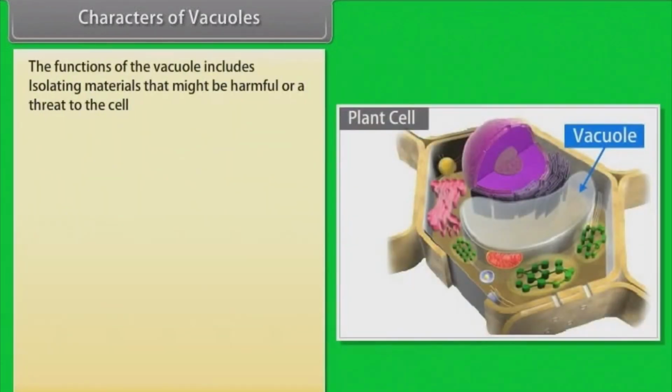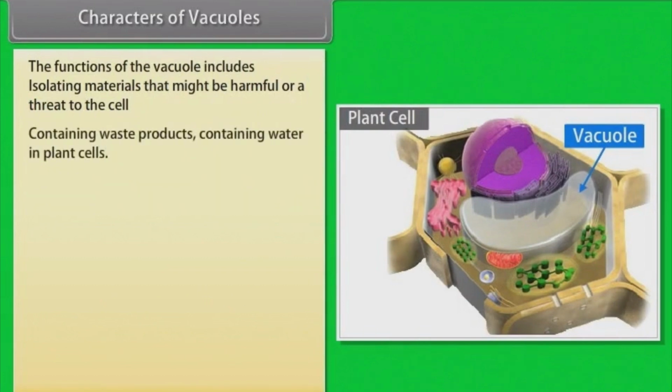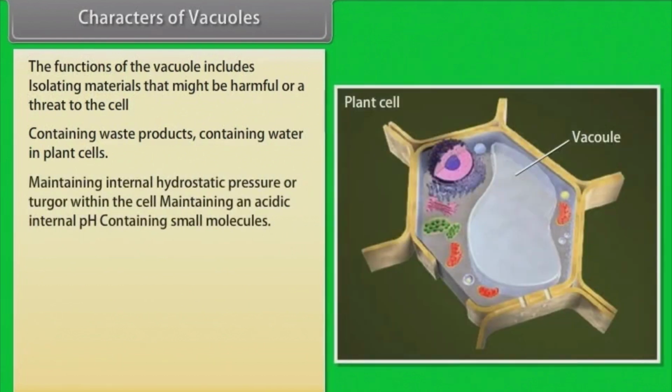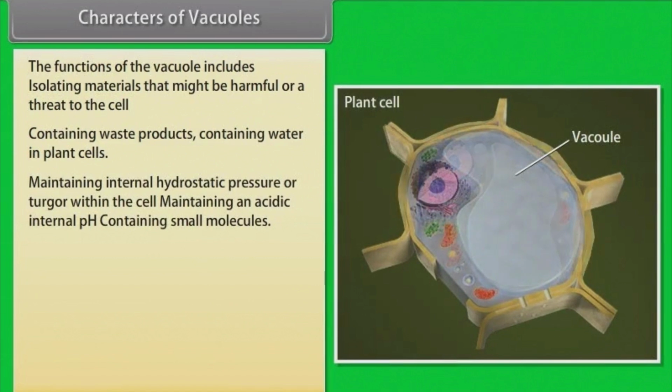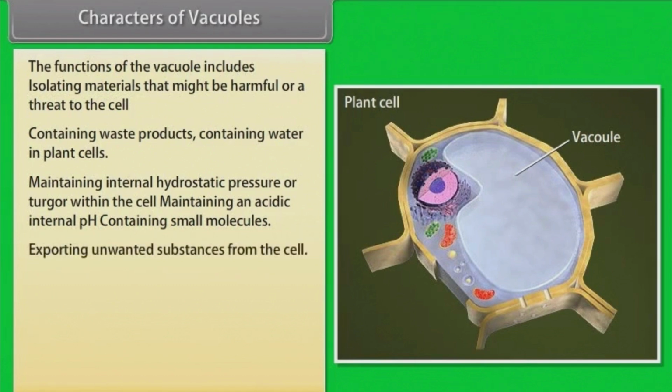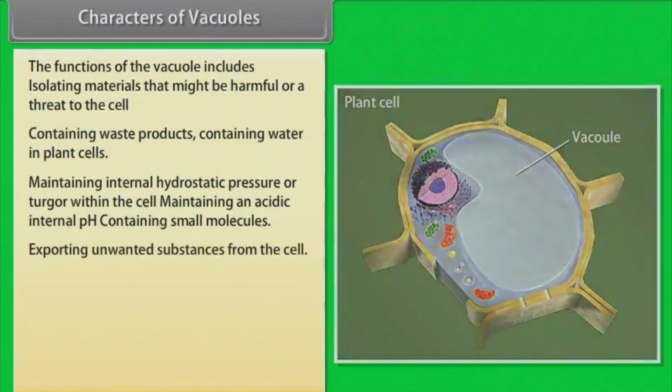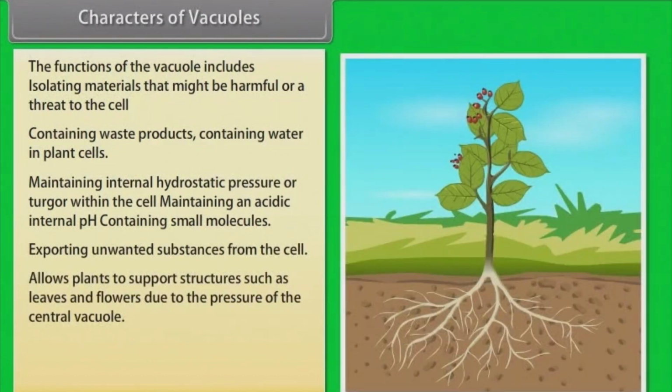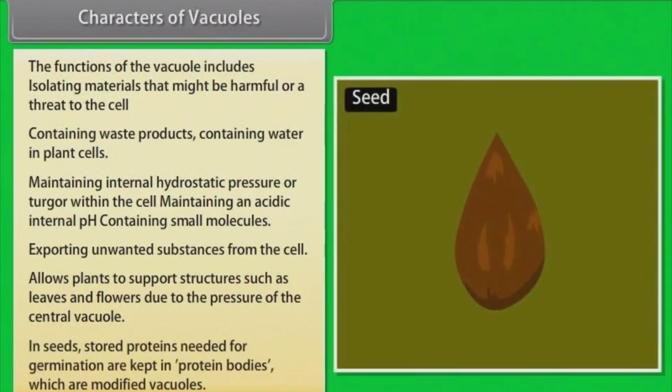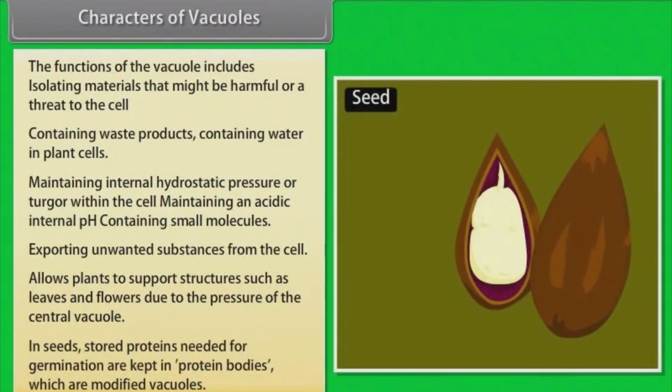The functions of the vacuole include isolating materials that might be harmful or a threat to the cell, containing waste products, containing water in plant cells, maintaining internal hydrostatic pressure or turgor within the cell, maintaining an acidic internal pH, containing small molecules, exporting unwanted substances from the cell, and allowing plants to support structures such as leaves and flowers due to the pressure of the central vacuole. In seeds, stored proteins needed for germination are kept in protein bodies which are modified vacuoles.